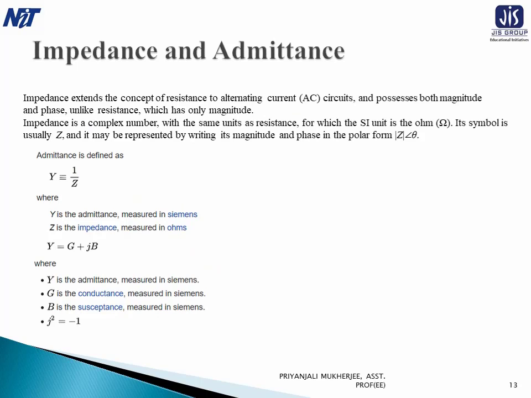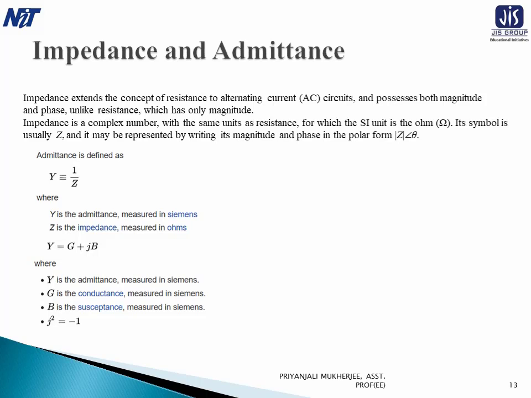Next is the concept of impedance and admittance. Now impedance extends the concept of resistance to alternating current and possesses both magnitude and phase, unlike resistance which has only magnitude. Impedance is a complex number. It is represented by Z. Its SI unit is the ohm, and it can be written in magnitude and phase, that is in polar form, Z angle theta. And admittance is the inverse of this impedance.